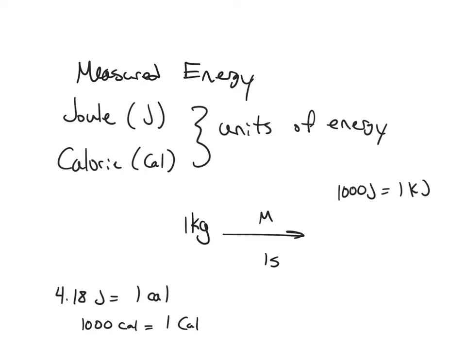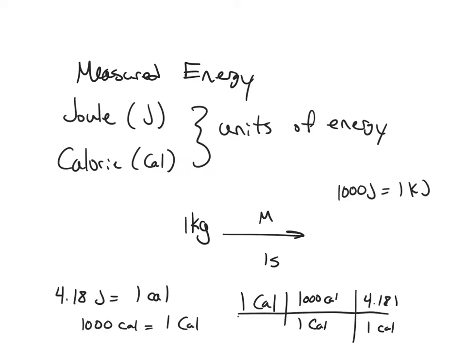So in other words, 1 Calorie is 1,000 little calories, and there are 4.18 joules in 1 calorie. And if you're thinking about converting these, it's easy to do using dimensional analysis. 1 food Calorie is equal to 1,000 little calories on top and 1 Calorie on the bottom, and then 1 little calorie on the bottom is 4.18 joules. So 1 food Calorie is 4,180 joules of energy.